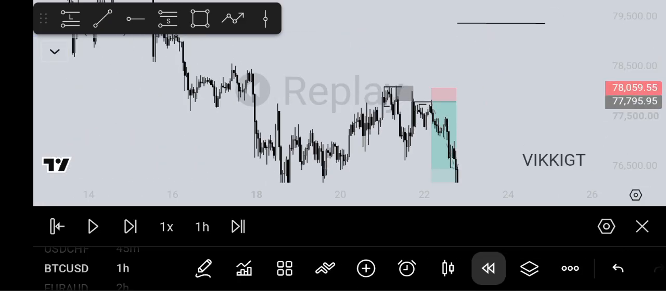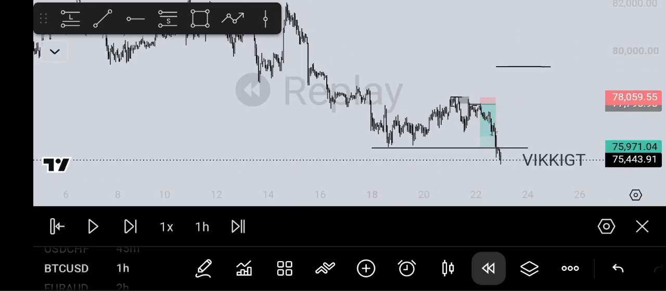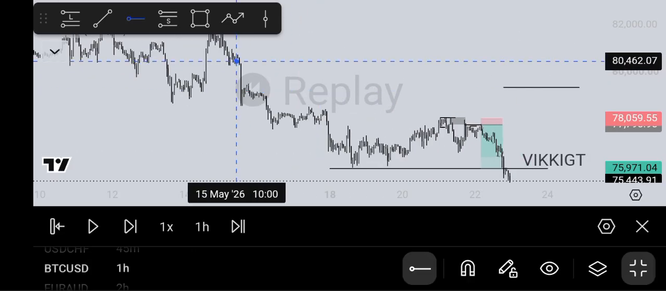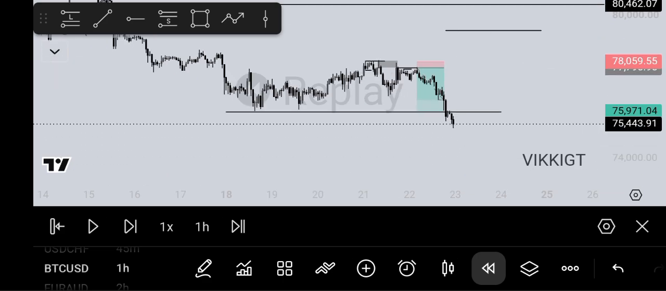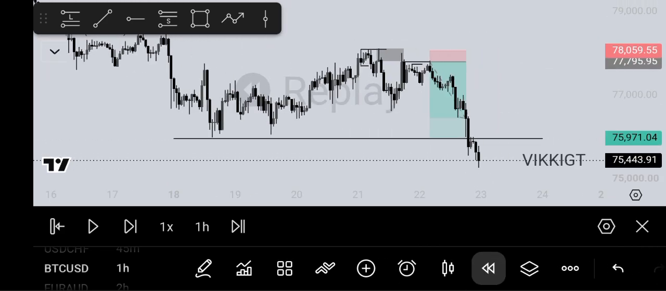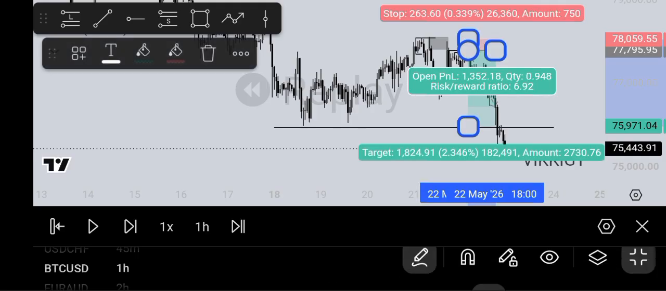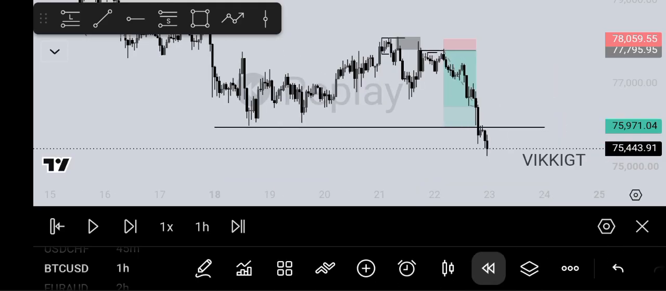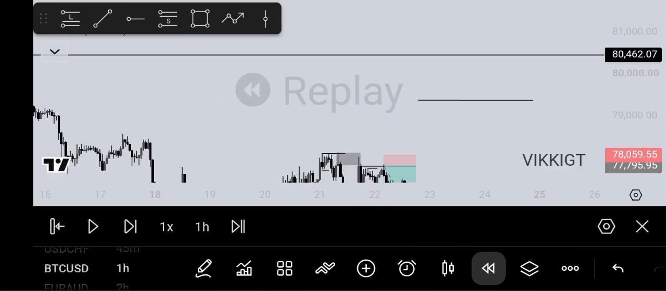you're not predicting that price will go from this point around 80,400 until 75,000. No, what you're just trying to catch or predict is this move from this point A, 77,000, to 75,000, from point A to point B. That's all about directional bias.